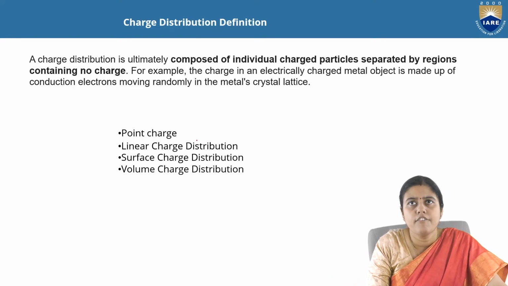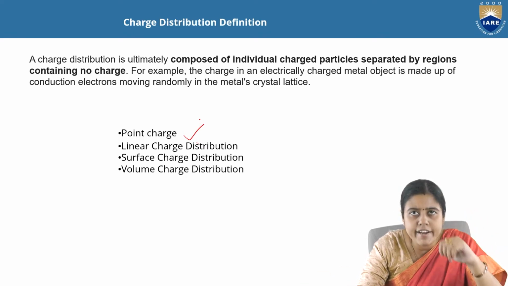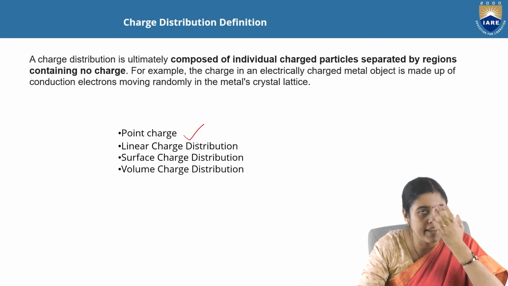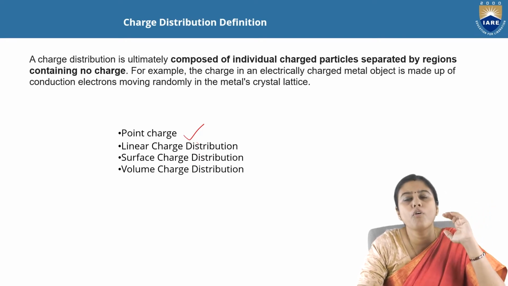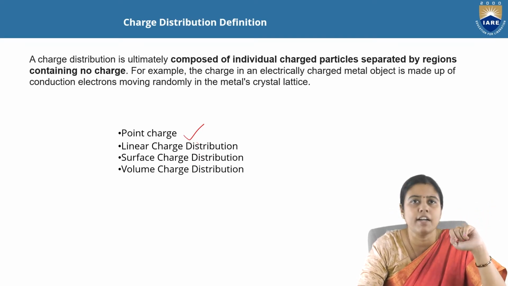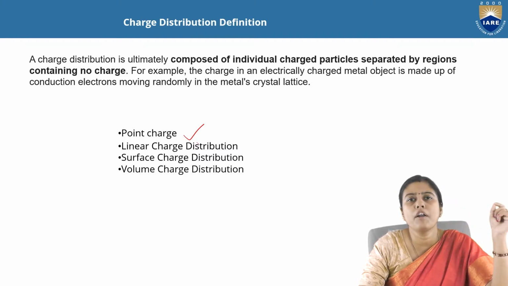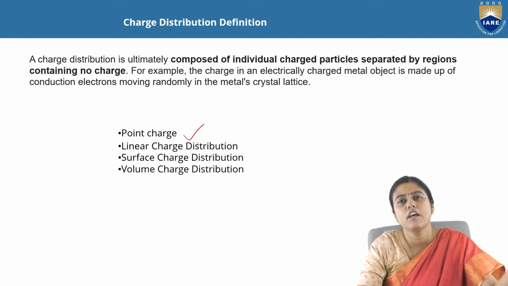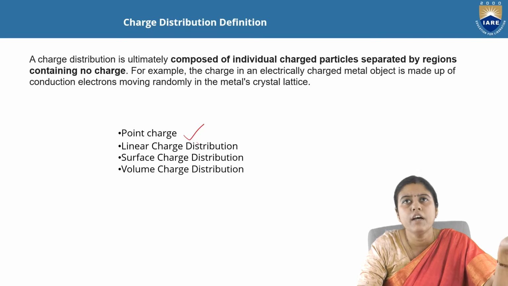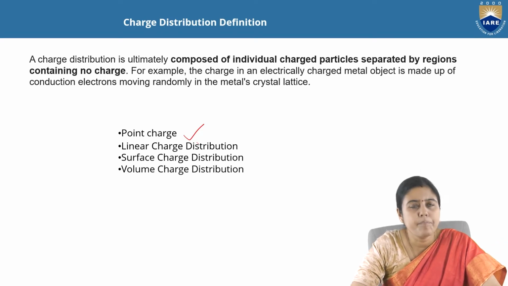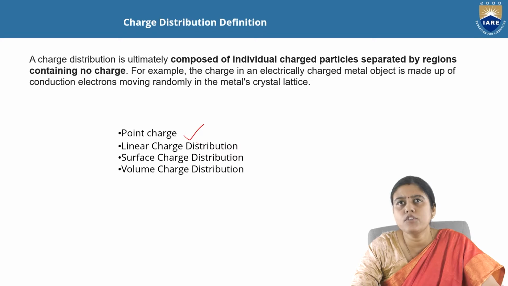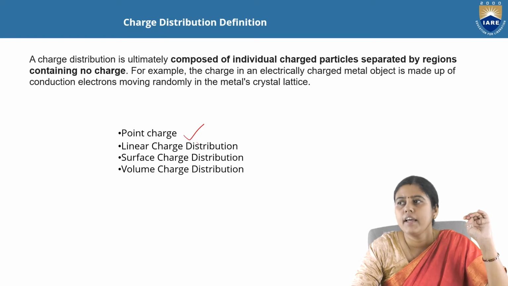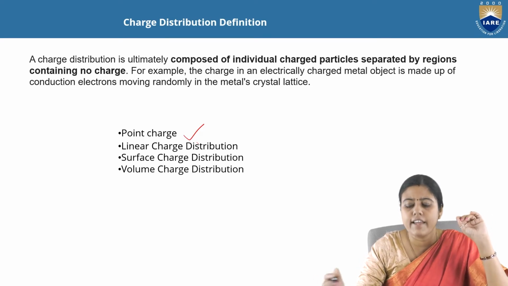What are the categories? The first one is the point charge. What is the point charge? In the practical case, there is no physical significance of the point charge, because one electron or one proton, we cannot segregate it, we cannot take it from the nucleus. So what is the basic meaning of the point charge? Point charge means we will use it mathematically as one charge that is staying in a location.